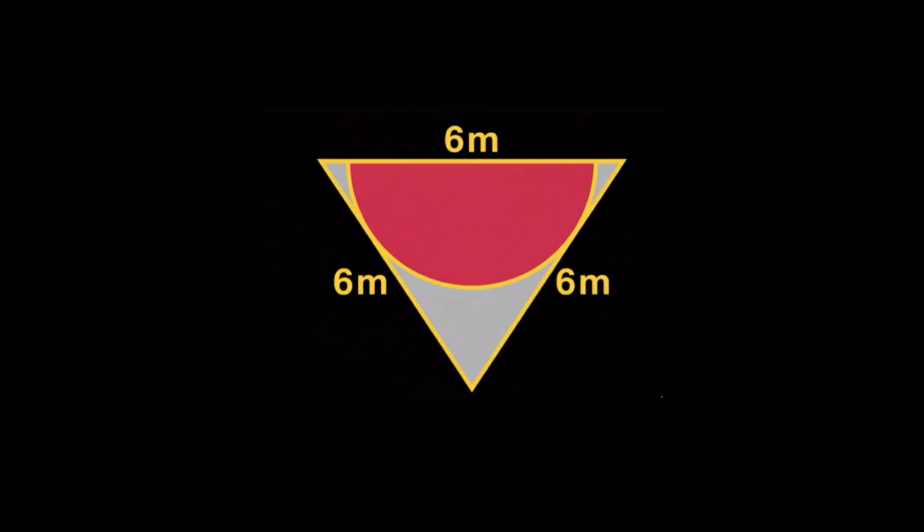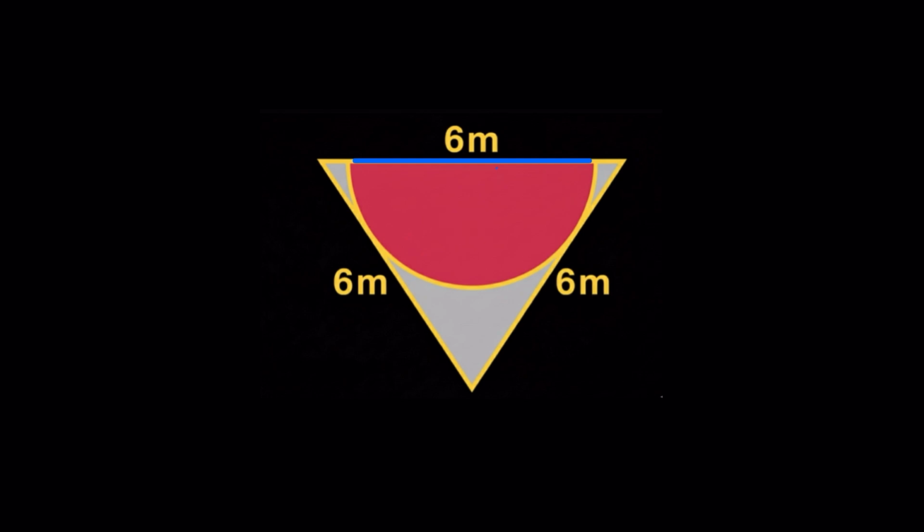Given here is a triangle with a semicircle inscribed in it. We have to find the area of this red semicircle such that the diameter of the semicircle lies on one of the sides of the triangle. So this is the diameter of the semicircle, and the arc of the semicircle touches the two other sides of the triangle. We have to find the area of the semicircle.